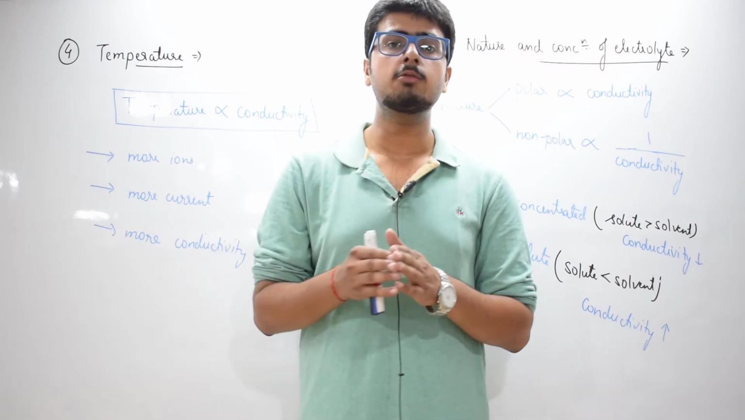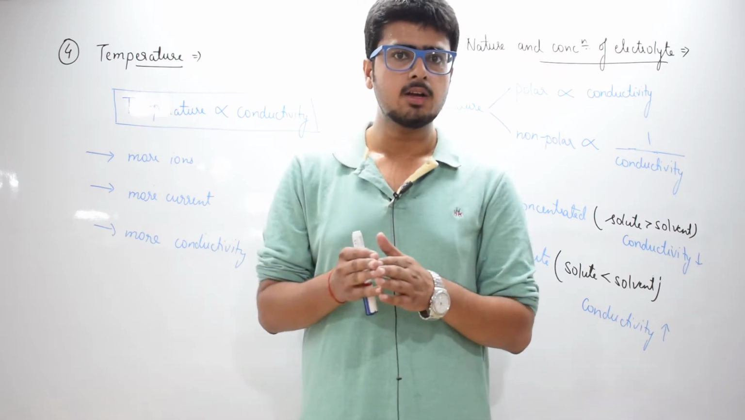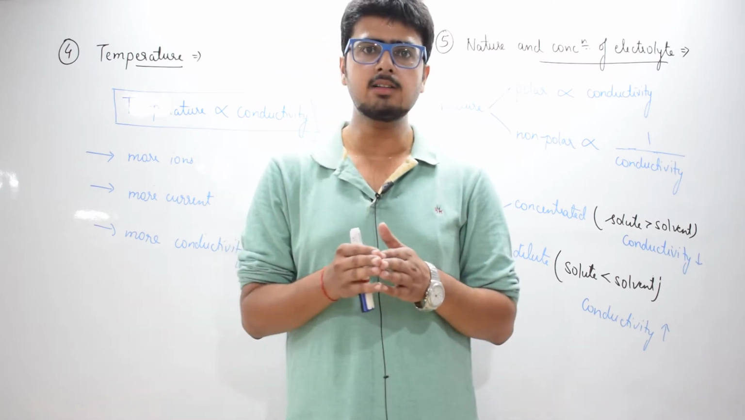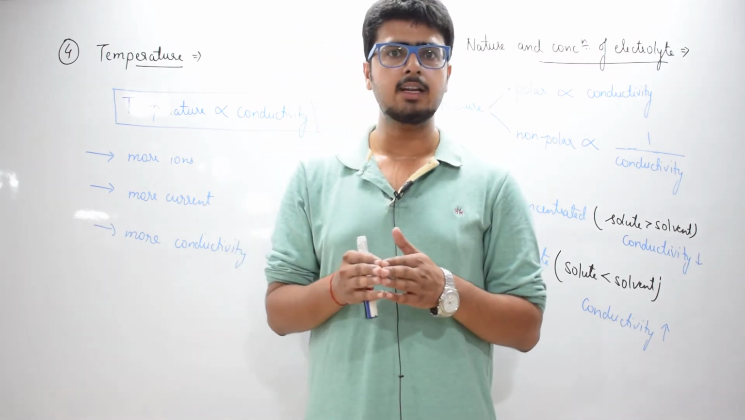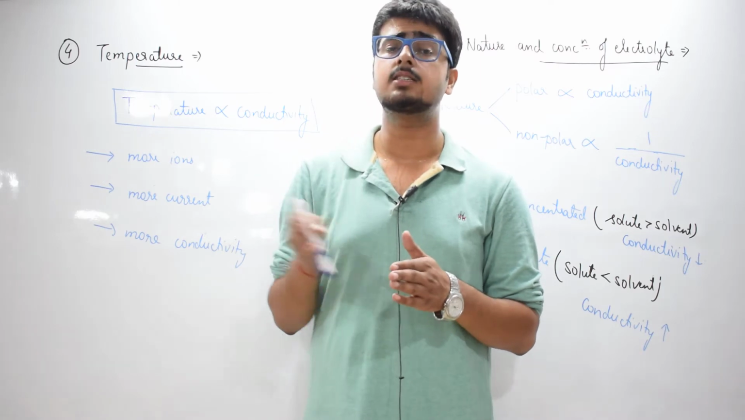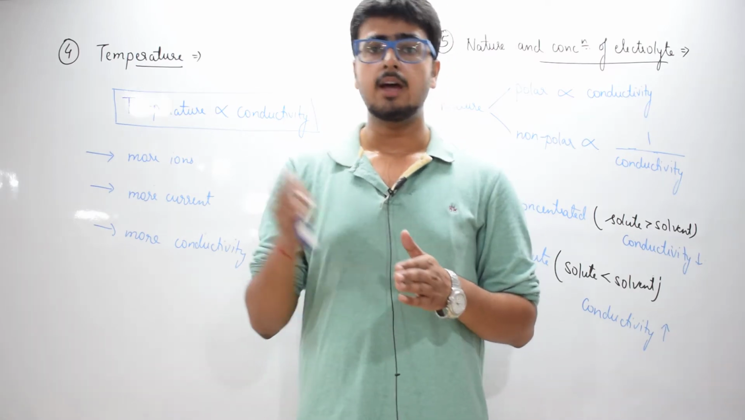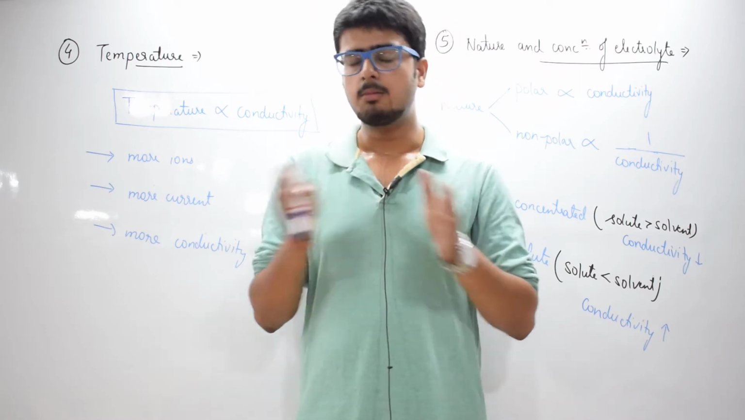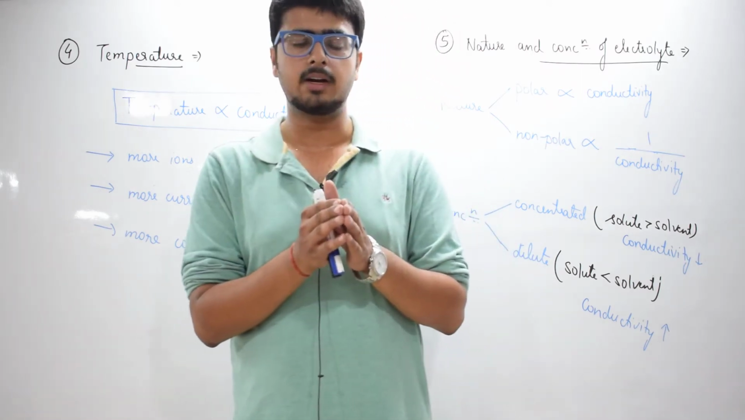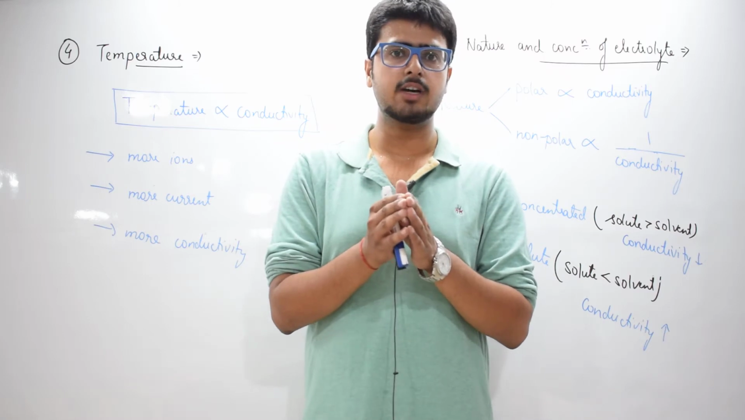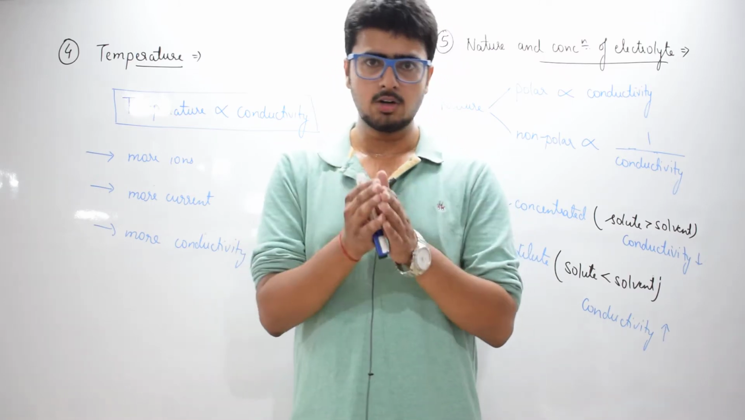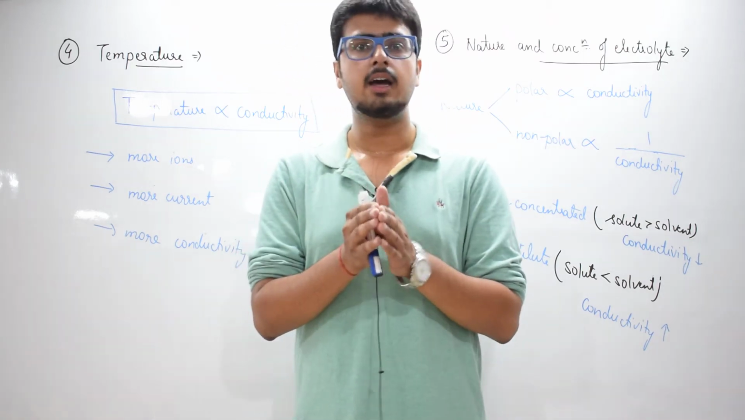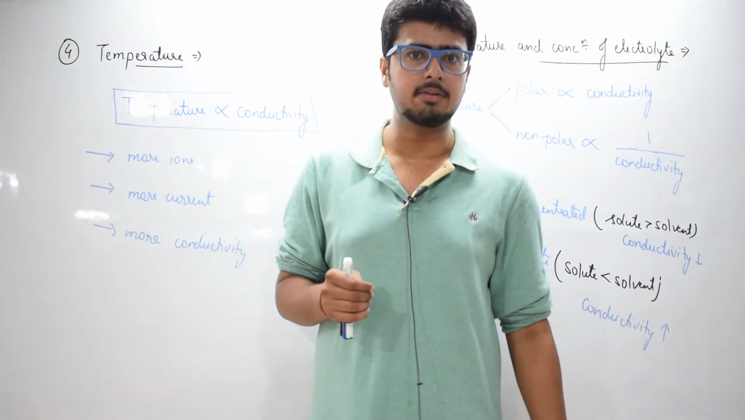Then the second factor was solute-solvent interaction. More is the interaction between solute particles and solvent particles, lesser will be the formation of ions, lesser will be the current and hence lesser will be the conductivity. And the third point was interaction between solvent particles. More is the interaction between solvent particles, lesser will be the formation of ions, because bonds won't be broken easily, and hence lesser will be the current, and at last lesser will be the conductivity.